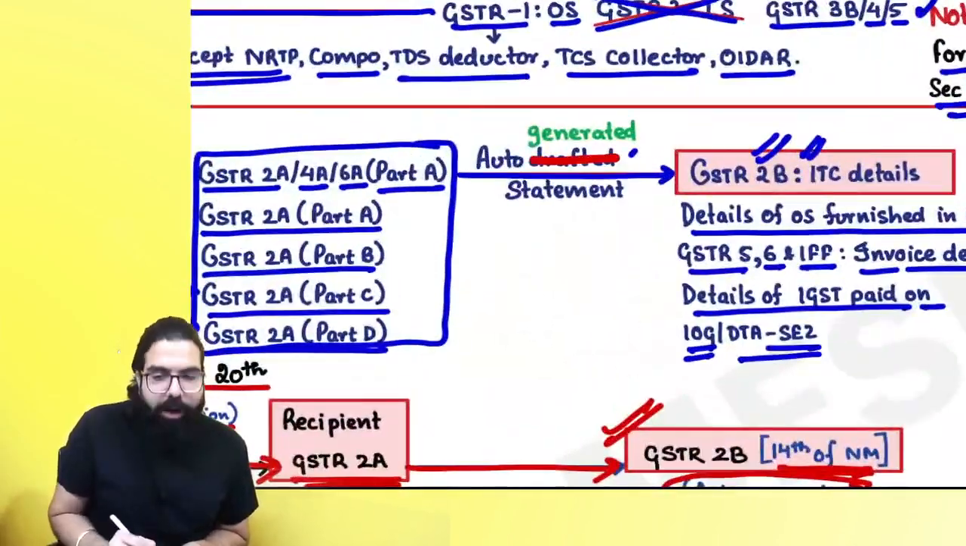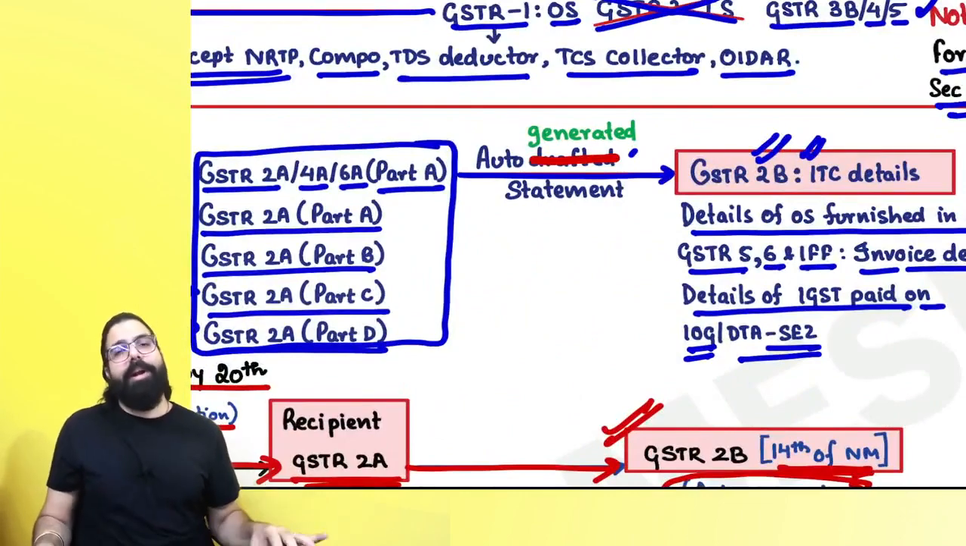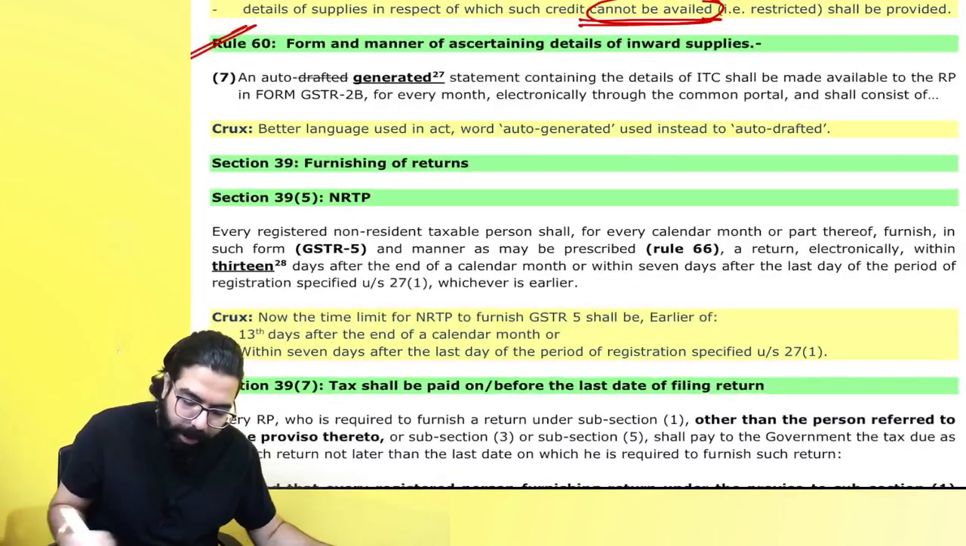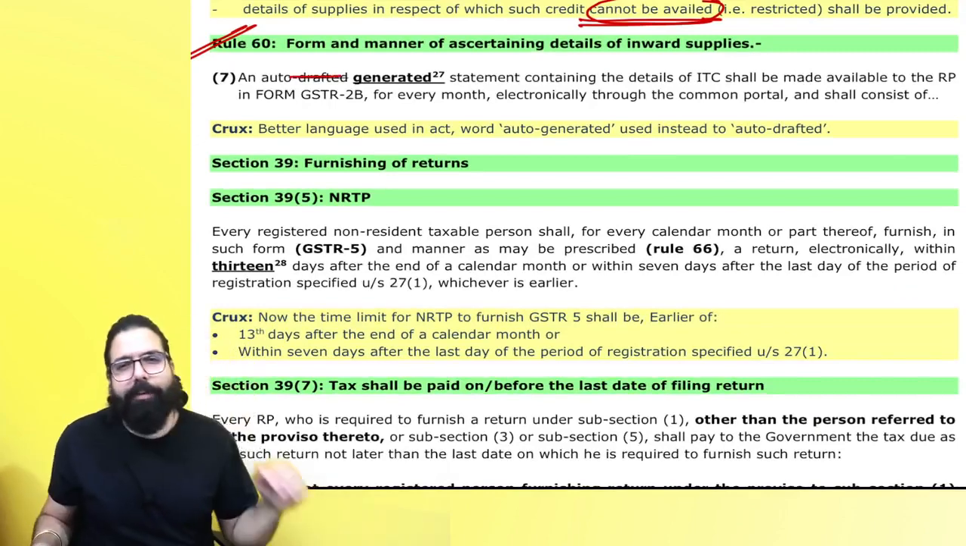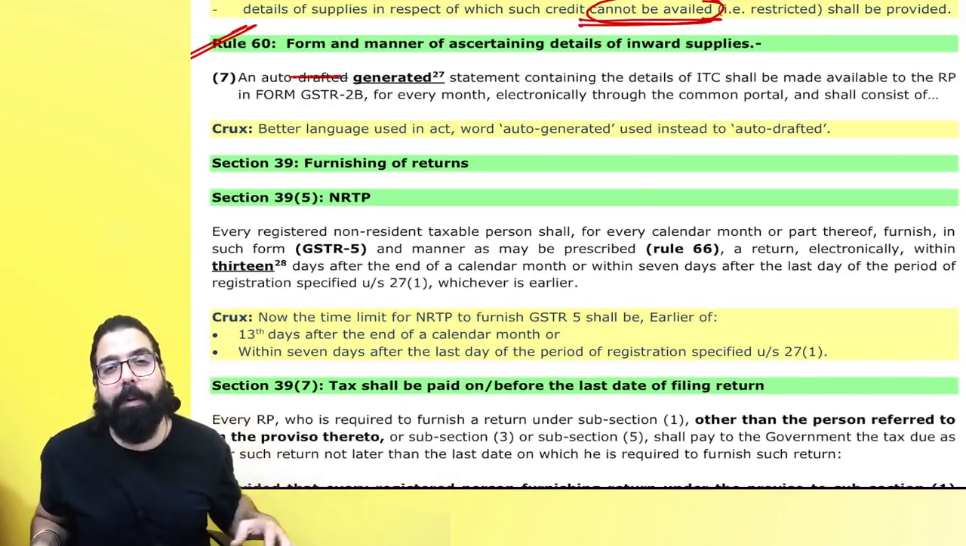Earlier the word was auto drafted. Now the government is telling us they'll use a better word: it is auto generated. Okay, use a better word. Now they are telling us GSTR 2B will not be auto drafted. It will be auto generated.